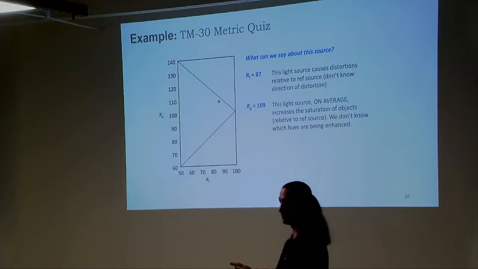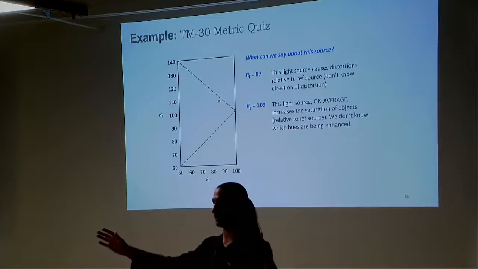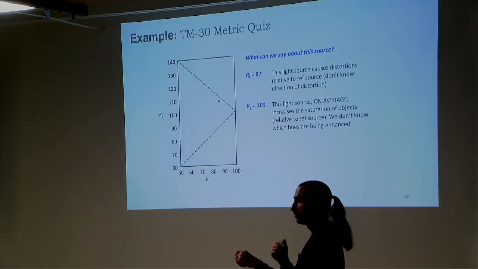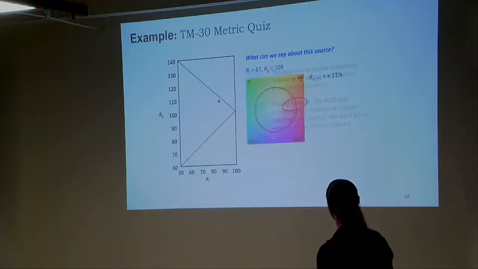So greater than 100 is a bigger gamut area than the reference. On average, things are pushed out, but we still don't know what. Is it red or orange or green or blue? Okay. What do I know now?